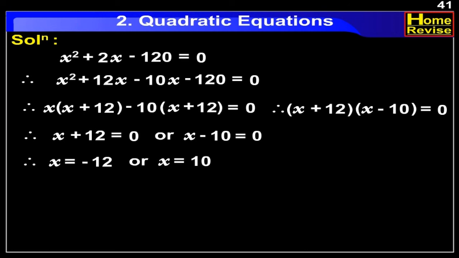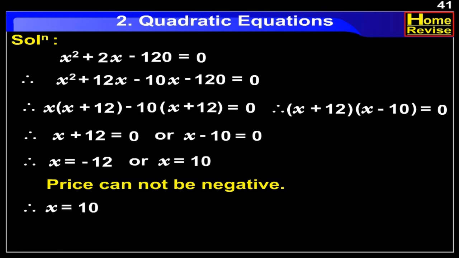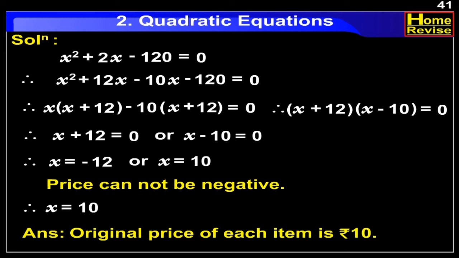But x cannot be equal to minus 12, as price cannot be negative. Therefore, x is equal to 10. Thus, the original price of each item is rupees 10.